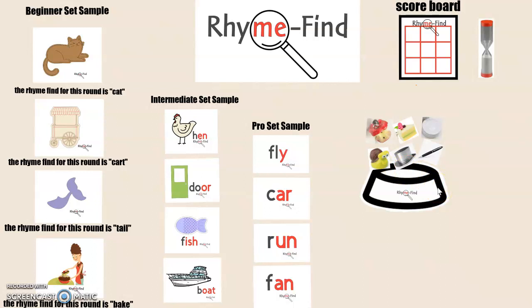Now, I'm going to explain how to play this game according to the basic instructions, and I'll explain how you could differentiate it and how a teacher can use it and personalize it to how she feels fit. So starting with the beginner set sample, these cards only have pictures on them, and the pictures will be introduced together with the teacher saying what the picture is. So for example, if we're playing with the beginner set sample, the teacher will say, the rhyme find for this round is cat, and it's a picture of a cat.